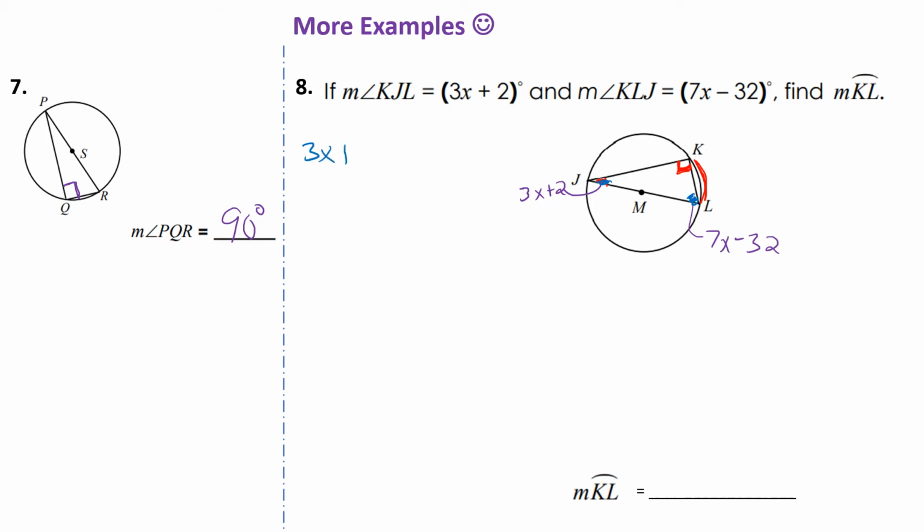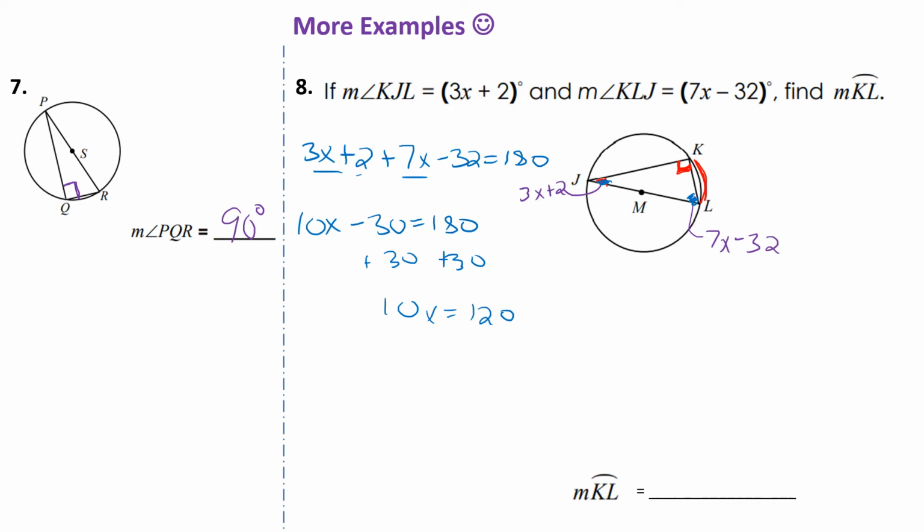3x plus 2 plus 7x minus 32 is equal to 180. Combining my like terms, so again algebra, and then 2 and negative 32, 10x is equal to 120. Solving this two-step equation, x is 12.